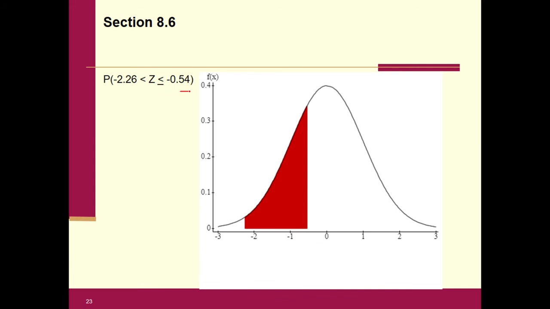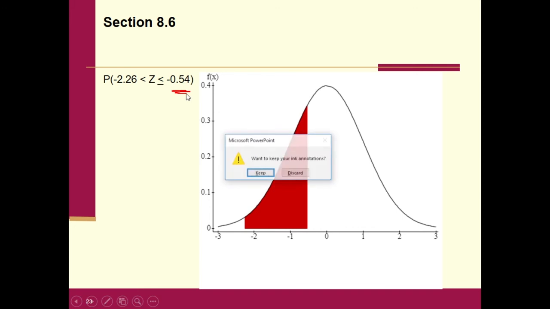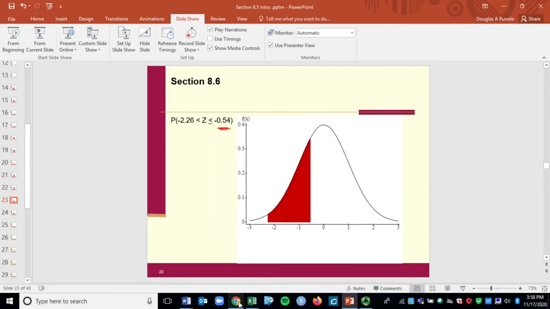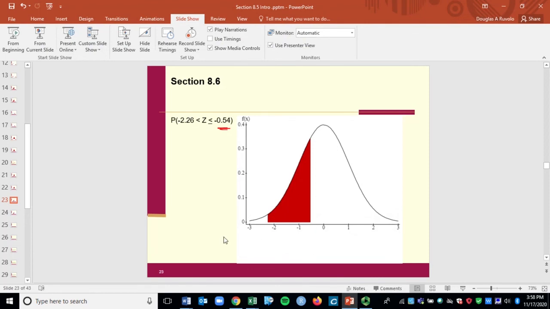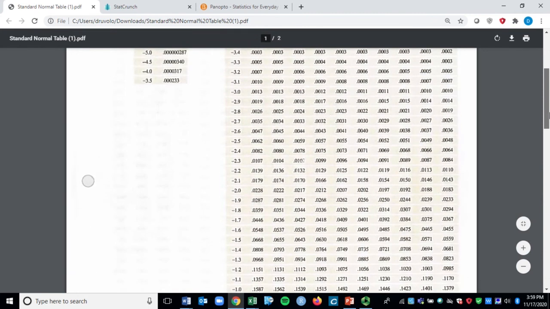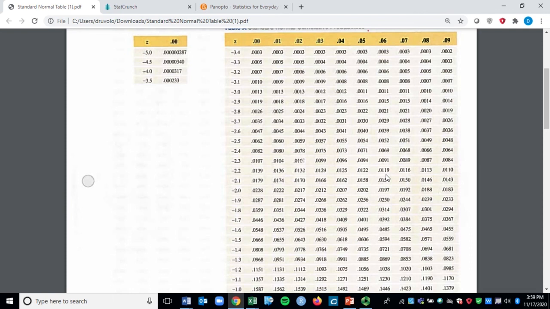So what are we going to do? We're going to first look up negative 0.54. Let's go ahead and do that. Negative 0.54, I got here 0.2946. That's from here over. And then the next number, what are we going to look up? We're going to look up negative 2.26. Looks like this number right here, 0.0119. And what are we going to do with those two numbers? We're going to subtract.